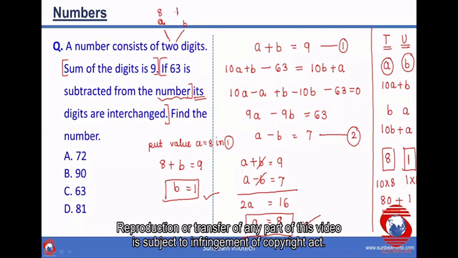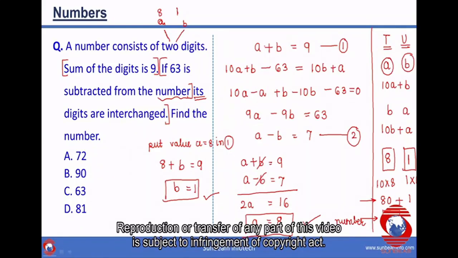So if I write their place values, what will be the place value? The place value will be 80 plus 1, right? So the number will be what? If I combine these place values, what will be the number? The number will be 81. Is it clear to all of you? Right? So here I have got the digit A, I have got the value of digit B, and that is how I have combined it together to form a number 81.